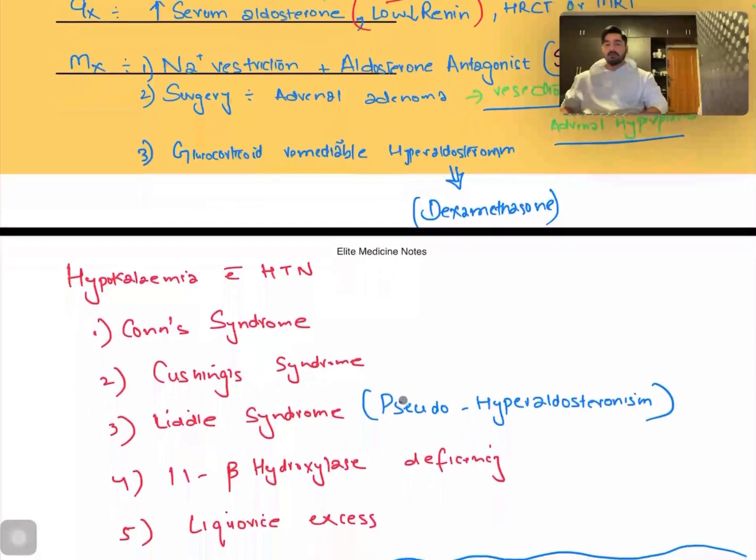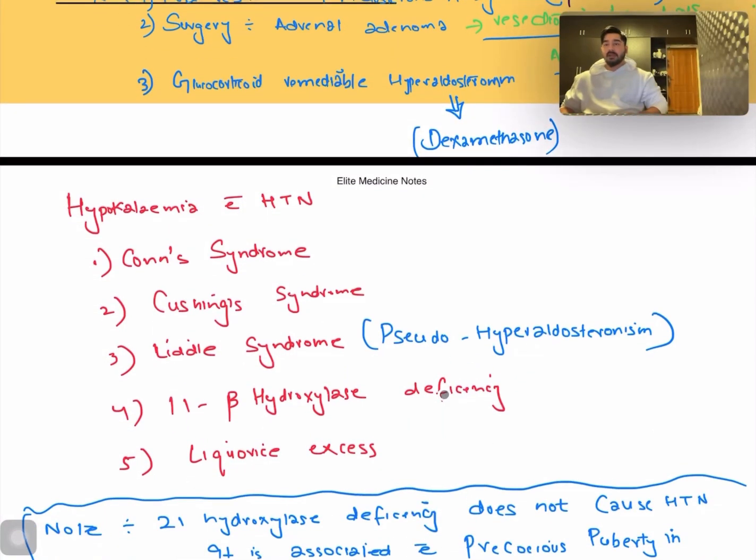Okay, so what happens in primary hyperaldosteronism? There is hypokalemia and hypertension. So there will be some differential diagnoses also for these conditions, like Conn syndrome is one of them, Cushing syndrome is one of them, Liddle syndrome is one of them, which is also known as pseudohyperaldosteronism, 11 beta hydroxylase deficiency, and licorice excess. Okay, so now we have to diagnose.